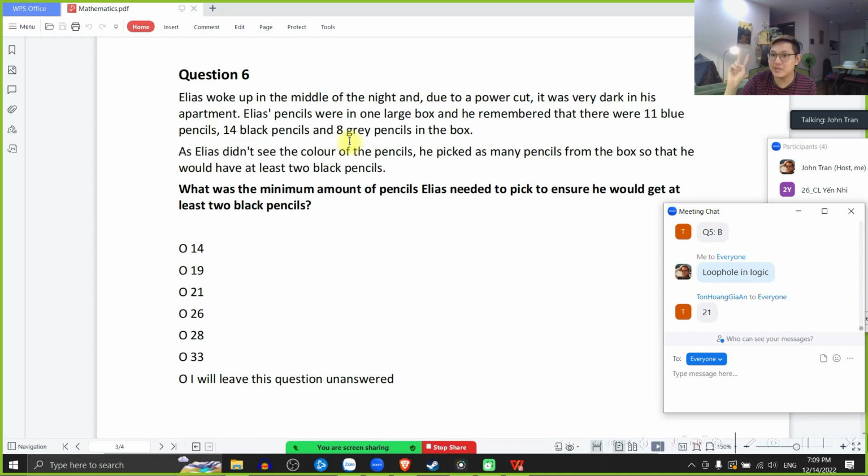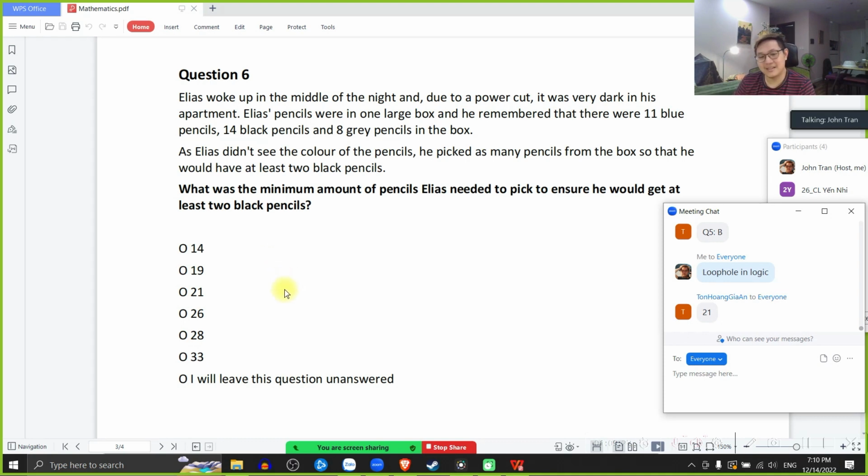Now if he takes out only two pencils, there is no guarantee that he gets at least two black pencils. Yeah, but that is the best case, and he is a lucky man. But there is no answer with two among the options, so I will leave this question unanswered.